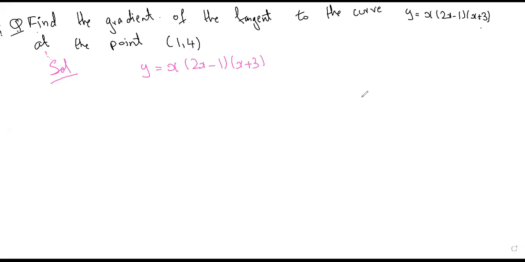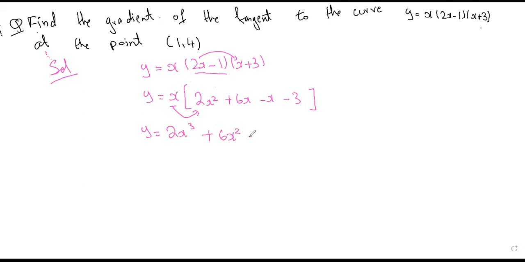So I'll write it down this way. y is, I'll keep x that way. Let's just expand the other two things. 2x minus 1 would be multiplied with x plus 3. 2x into x would be 2x squared. 2x into 3 would be 6x. Minus 1 into x would be minus x. Minus 1 into 3 would be minus 3. So y would become x into 2x squared, that would be 2x cubed plus 6x squared minus x squared minus 3x.